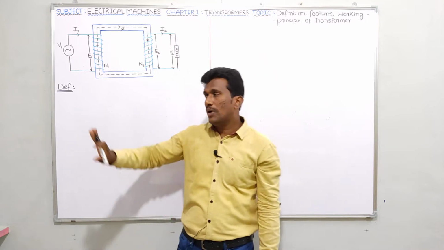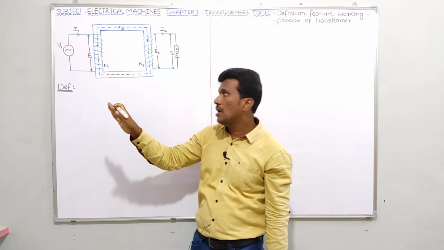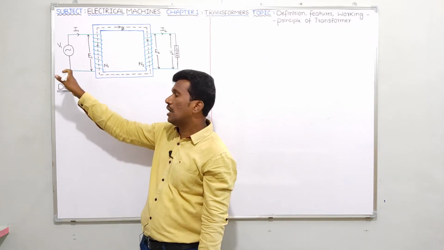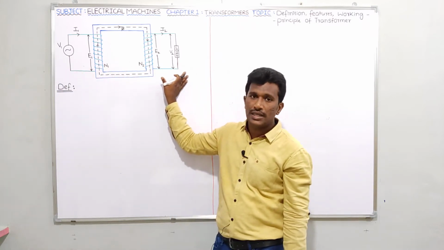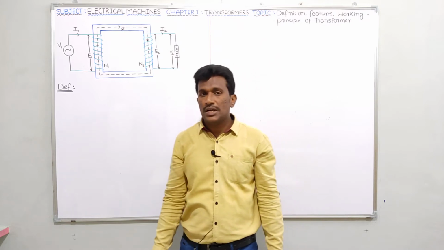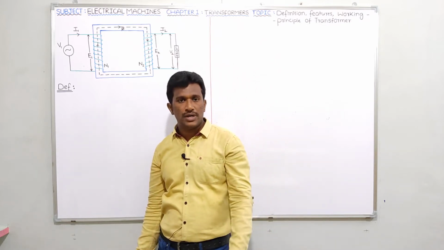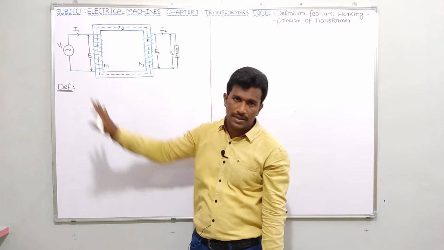That means while transferring power from one side to another side, ideally how much power you are giving as input to the transformer, the same power you should get at the output side of your transformer. There should not be any change in power. That's why a transformer can be called a constant power device also. And frequency also should be the same.